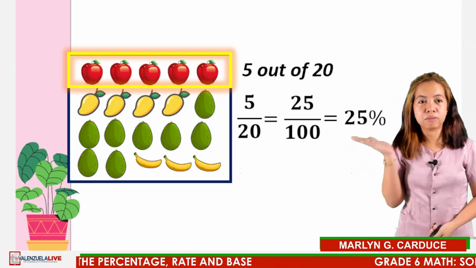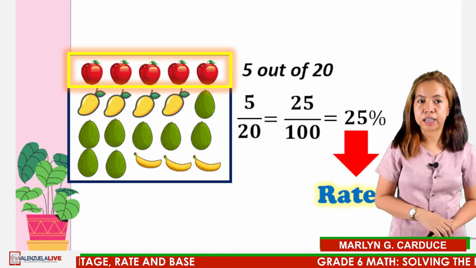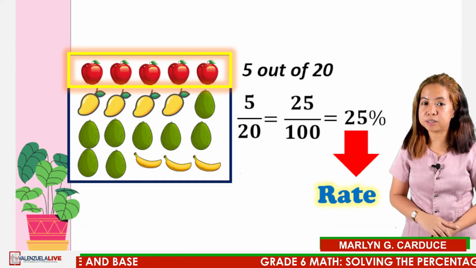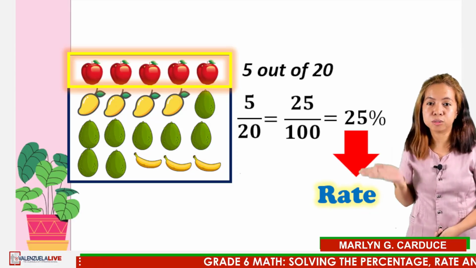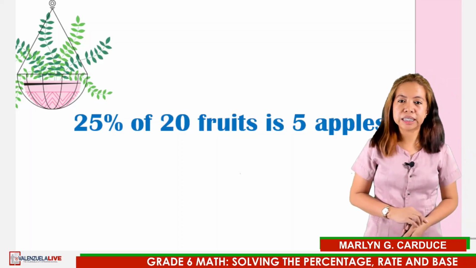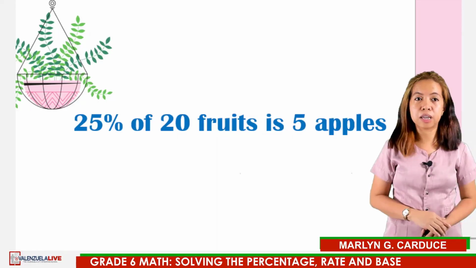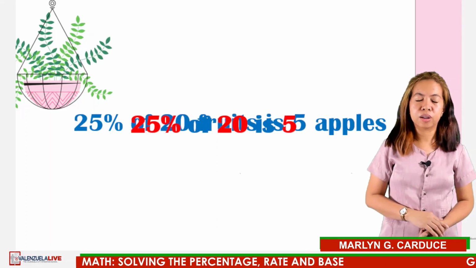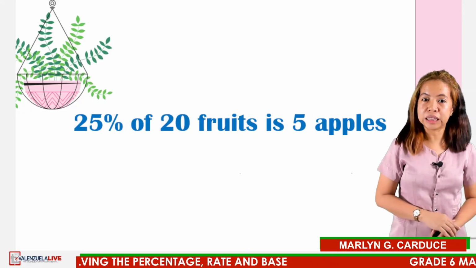So the number 25% here will be called the rate, because a rate is a fraction whose denominator is 100 and usually has a percent symbol. So we can say that 25% of 20 fruits is 5 apples, or we should say that 25% of 20 is 5.